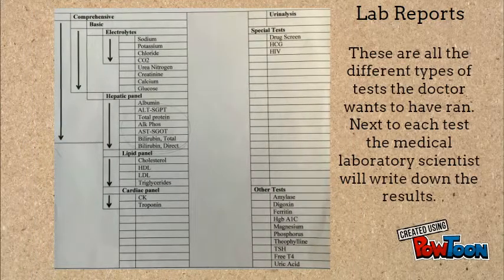Here is the bottom portion of the lab report. These are all the different types of tests the doctor wants to have run. Next to each test, the medical laboratory scientist will write down the results.